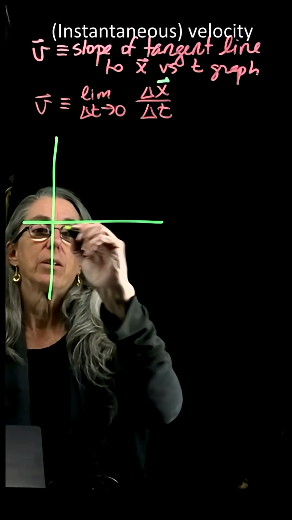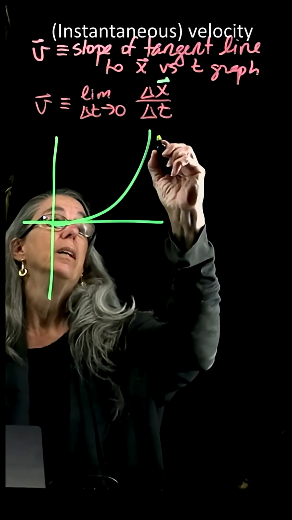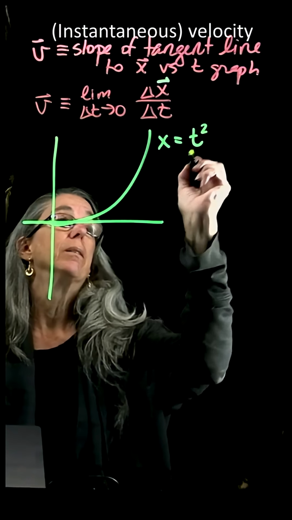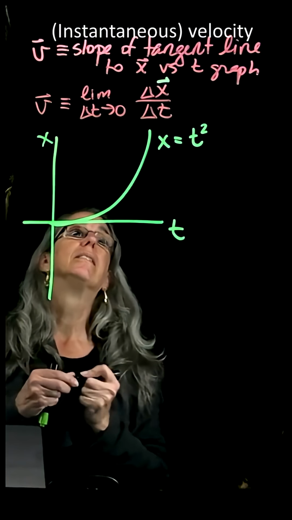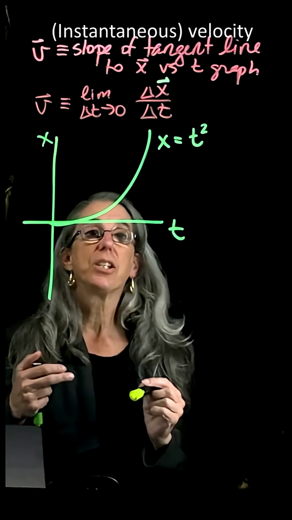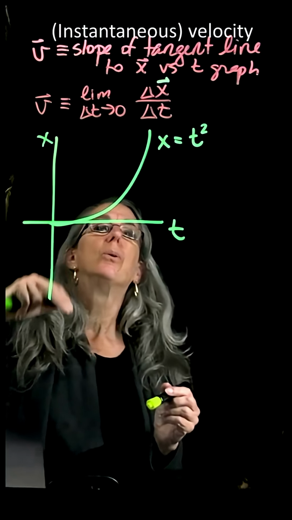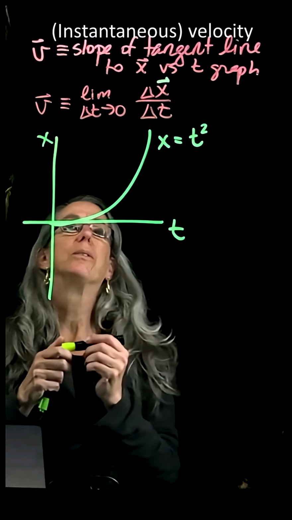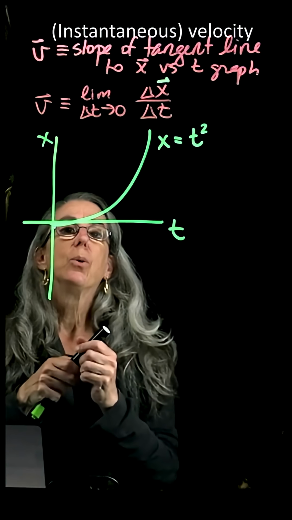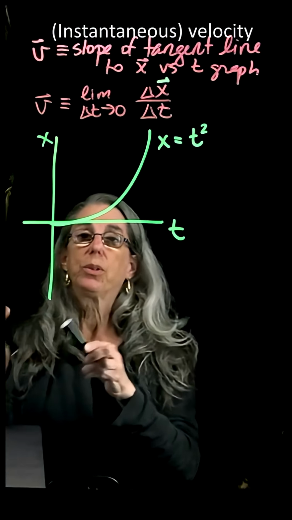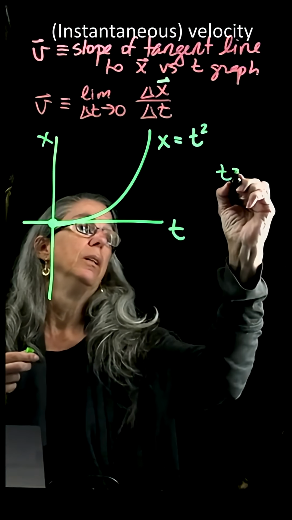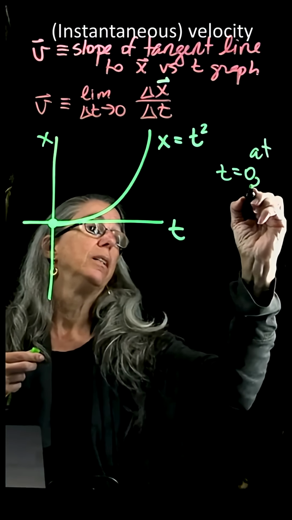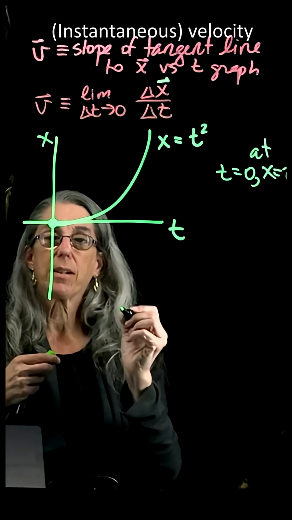My favorite curve to do this with is x equals t squared. That's x on this axis and t on this axis. So it's the slope of the tangent line, but it's also the limit as delta t goes to 0. So let's go ahead and choose t equals 0 and x equals 0 as our example.